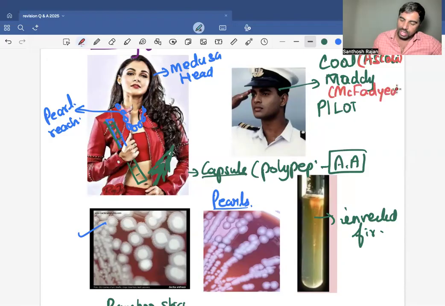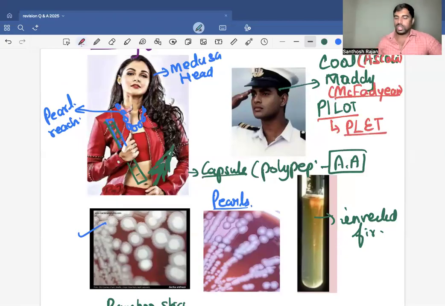Maddie, because the reaction name is McFadyean. McFadyean is again for the capsule. You add methylene blue and you see the capsule swollen. Pilot, because the selective media name is PLET media. PLET: Polymyxin, Lysozyme, EDTA, Thallous acetate. You remember only PLET media. That's all. This is for Maddie, McFadyean reaction.